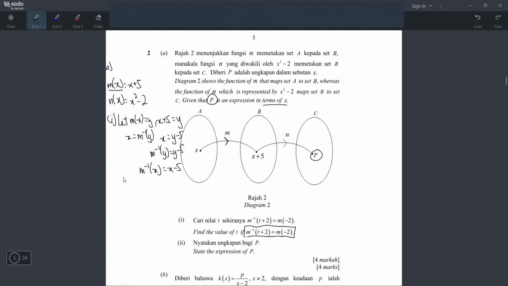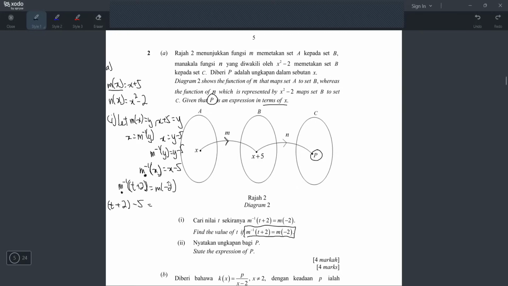Now I can start to do this question. M inverse (t plus 2) equals m(negative 2). Can you see on the left side the function is m inverse, and I already have m inverse, which is x minus 5. So I can write down the x minus 5 here, but the x I have to change to t plus 2. Because the bracket x, now I write bracket t plus 2. So the x at the back also you have to change to t plus 2.